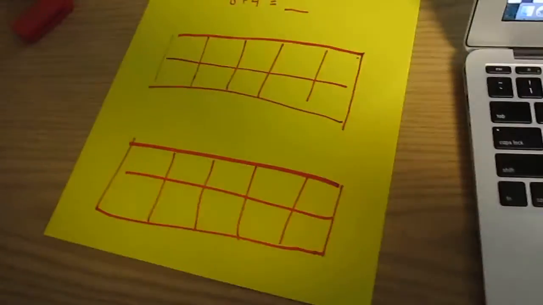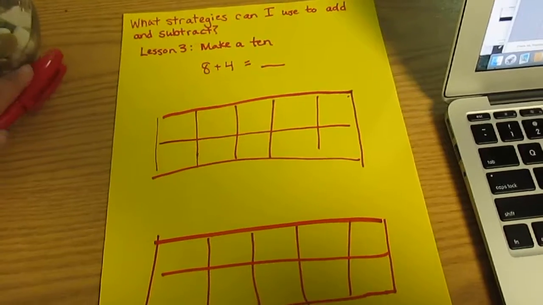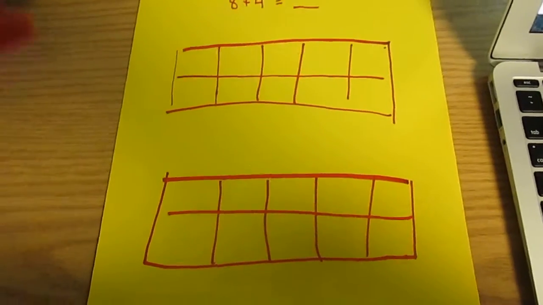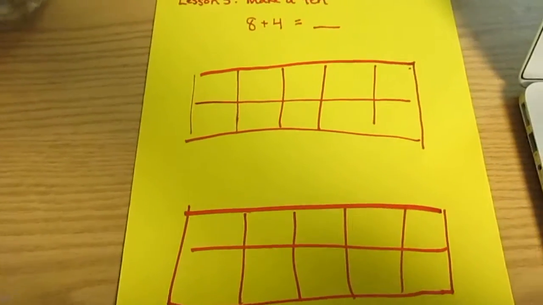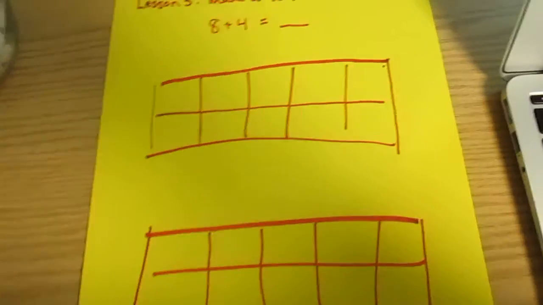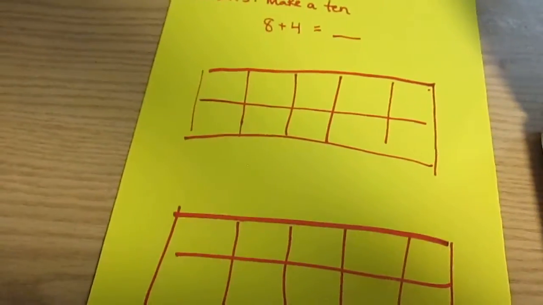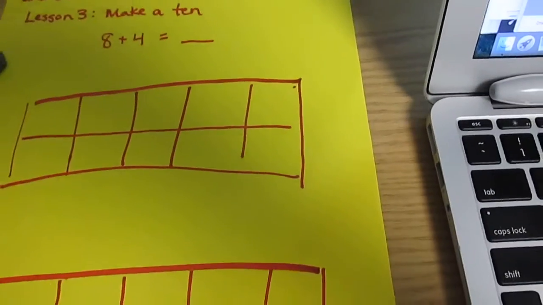Okay. Again, it does not have to be perfect, it just has to have 10 slots in it. Then you're going to use counters or beans or whatever you have that can help you with this. I am going to use some rocks that I've collected. This is going to be loud, I'm sorry.